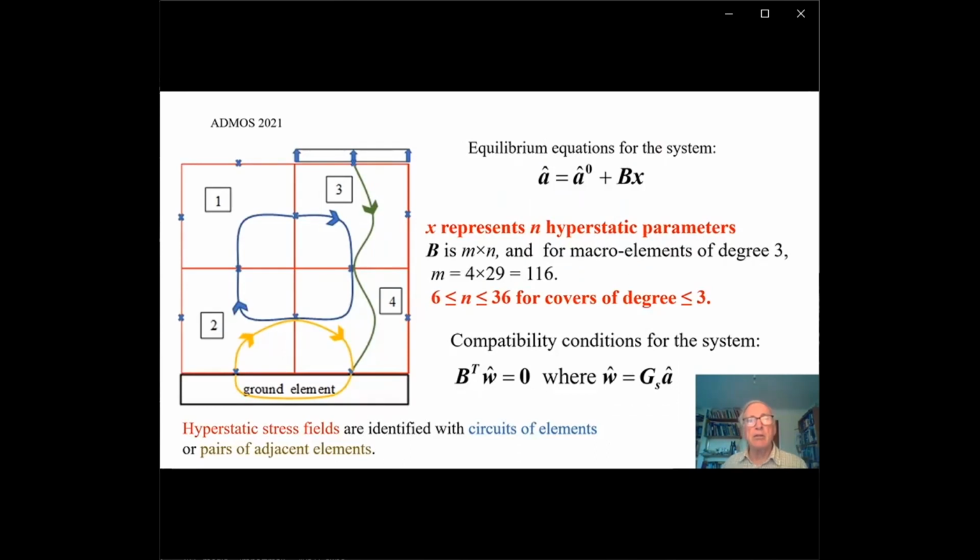Analyses of the mesh use the flexibility method, which makes direct use of the flexibility matrices G of each superelement. This method only requires very simple definitions of generalized force paths to define a particular static solution, e.g. the green path, or the hyperstatic solutions, e.g. the blue and yellow circuits. The number of hyperstatic solutions can be as small as 6 or as large as 36, depending on the degree of the covers.